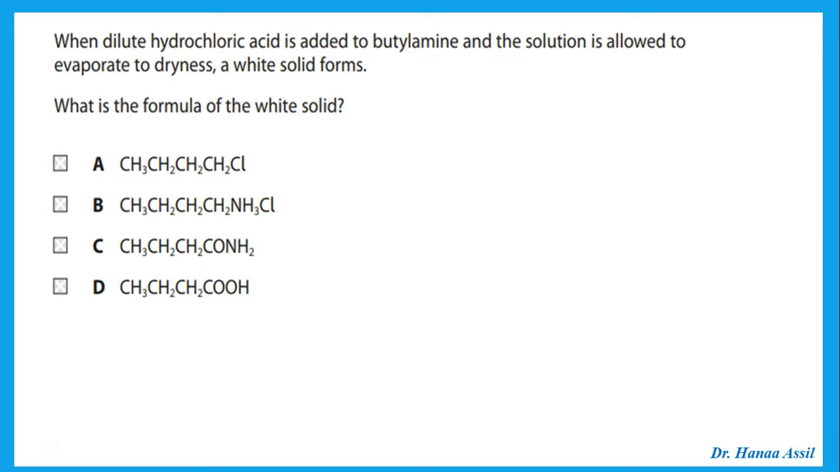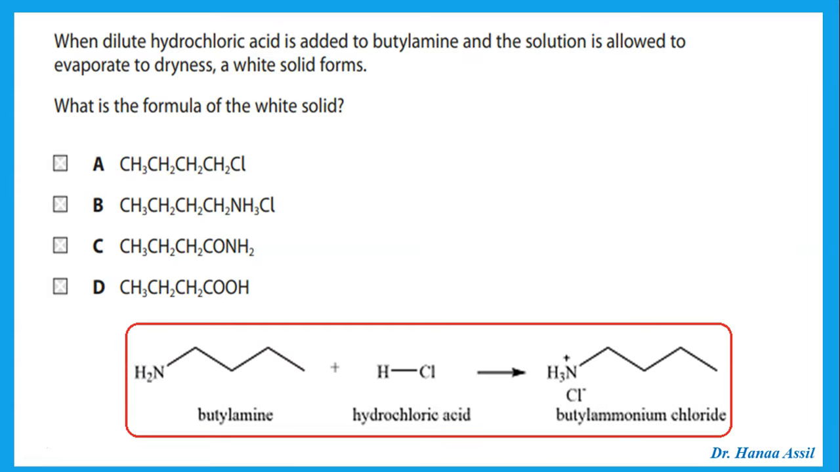For example, this question says when dilute hydrochloric acid is added to butylamine, the solution is allowed to evaporate to dryness. A white solid forms. What is the formula of the white solid? So if I add acid to butylamine, this is butylamine. We add acid, the lone pair of electrons on the nitrogen will form a dative bond with the hydrogen. So we get this form, which is an ammonium chloride product. So that is my product.